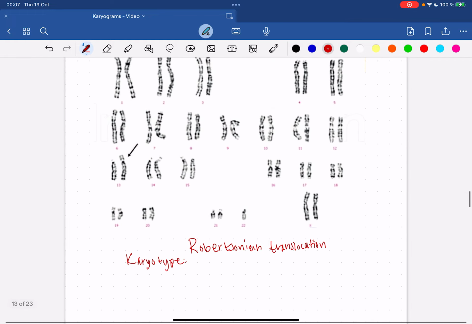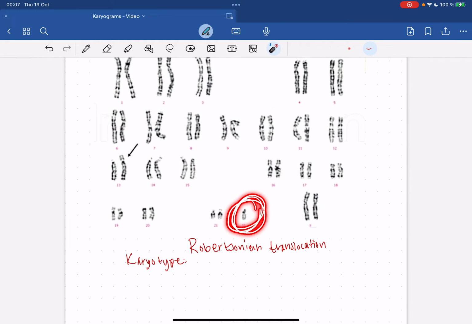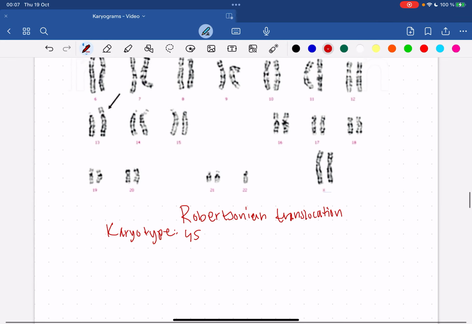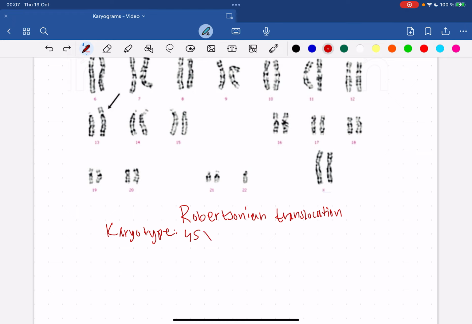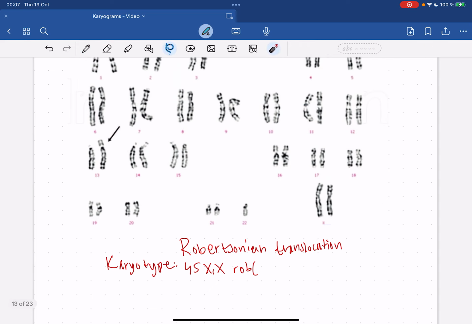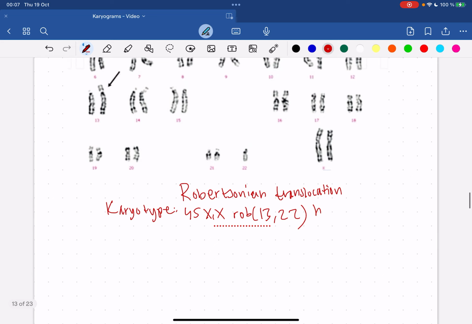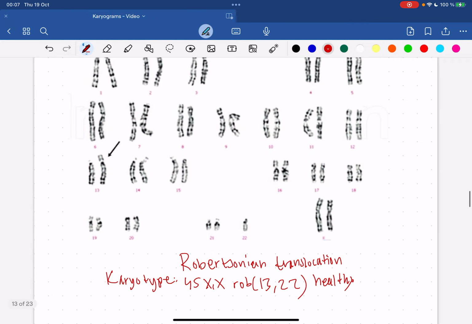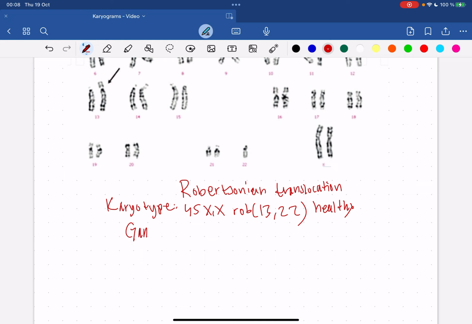But let's write down their karyotype, and it will be one less chromosome because technically they have one less here. So it'd be 46 minus 1, which is 45. And then XX, because that's the only chromosomes they have, XX. And then we will write Robertsonian on the 2 affected ones, which is 13 and 22. And this will be a healthy person because they have a healthy distribution of information. Nothing is gained nor lost in terms of chromosomal information.